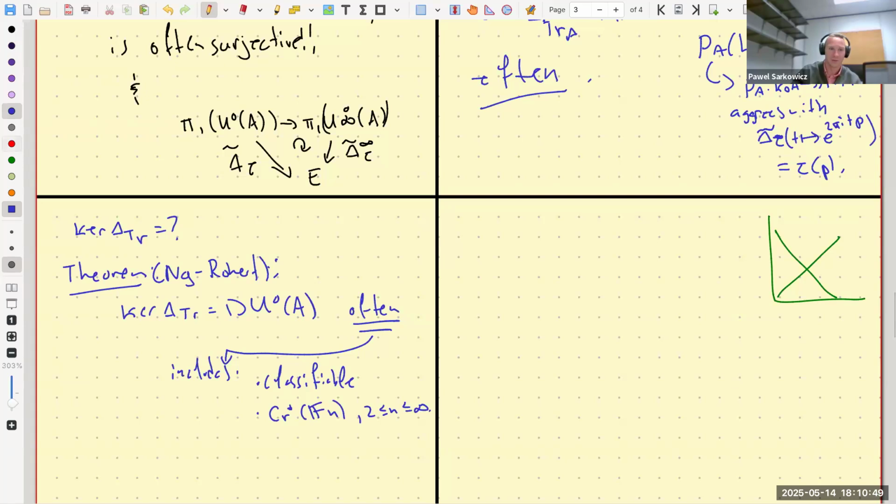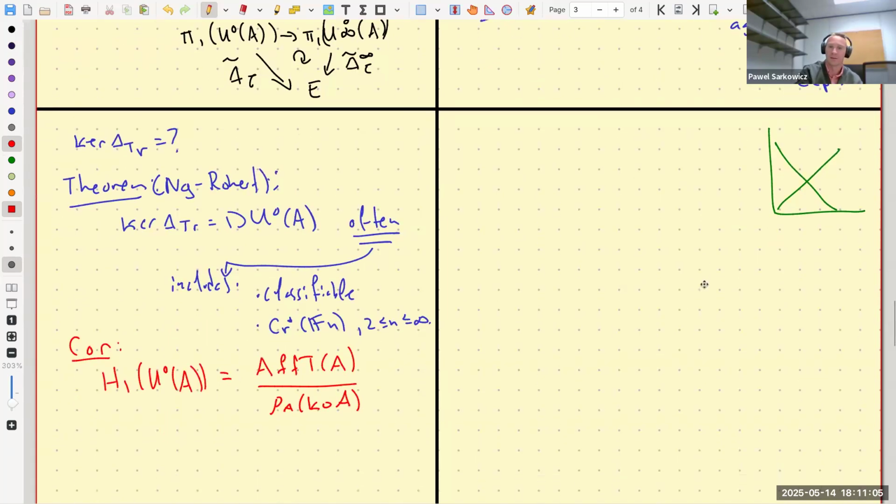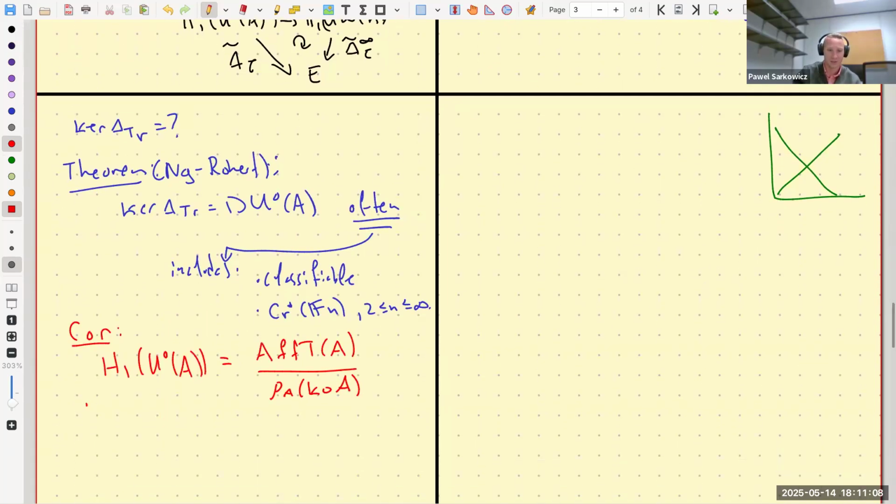So what's a corollary? Well, the H1 of U of A, which is the abelianization, is going to be the affine functions on the trace simplex mod the K-naught group, for nice C-star algebras. So classifiable ones, for example, or reduced free group C-star algebras.